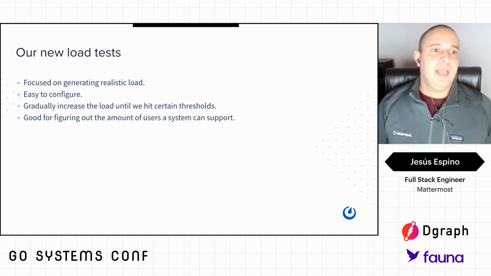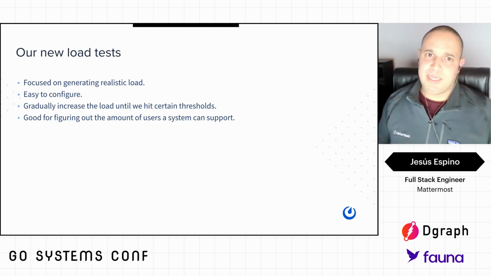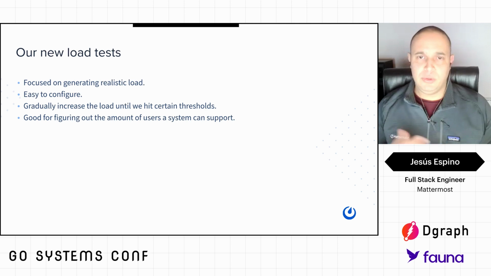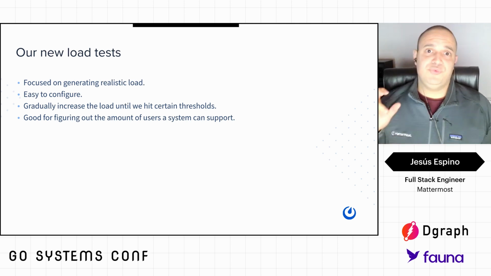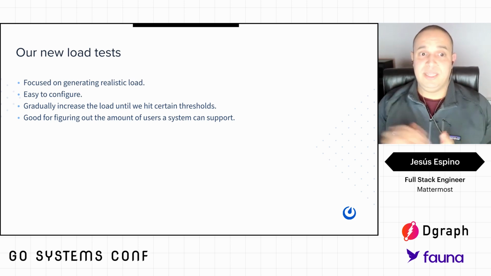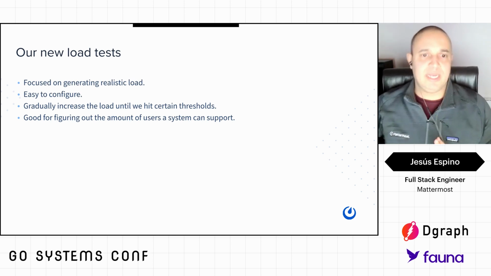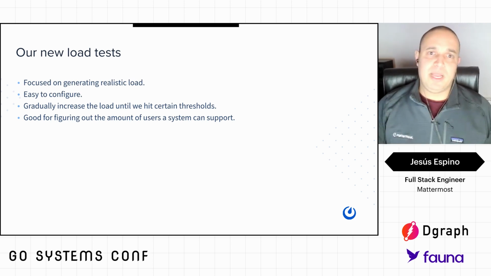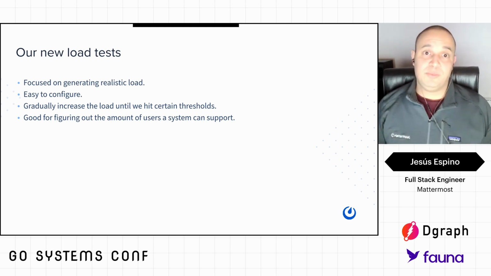So we tried again, and the new load test is more focused on generating realistic data. We decide what is realistic data, and how much load is generated by a user. The good thing about this is that it's really easy to configure. How it works: it gradually increases the load until it hits a certain threshold, and when it hits the threshold, it starts to decrease the number of users, and increase again, and decrease again, until it reaches a certain stability. This load test is really good for figuring out how many users you can support in a system. You can run this on a Raspberry Pi, or you can run it on a super huge cluster. It's going to give you different numbers, but it's going to work in the same way.